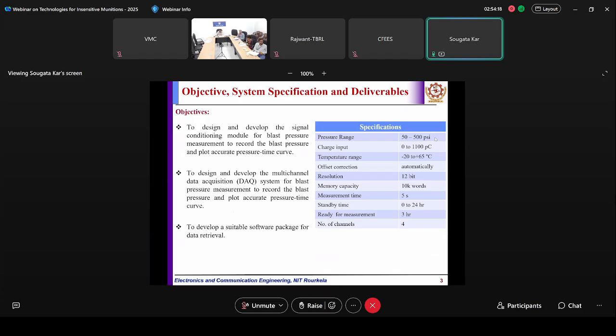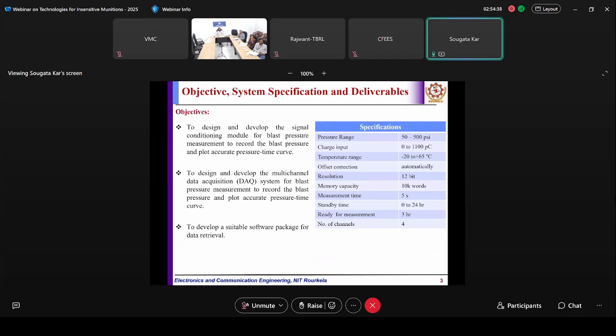So the pressure range may be within the range of 50 to 500 psi. It may be more than that. But your pressure sensor must be able to acquire or sense the data within that range. Now, in most cases, for this kind of blast or high pressure measurement, the sensor is of piezoelectric type.